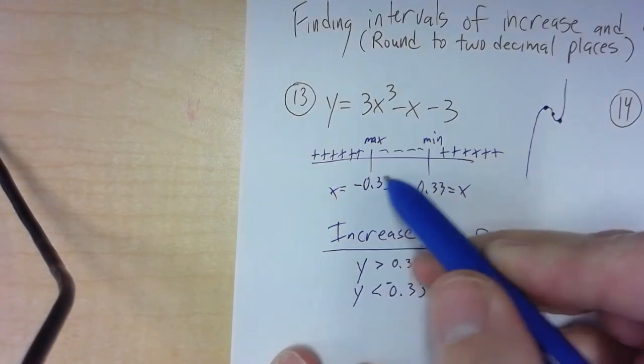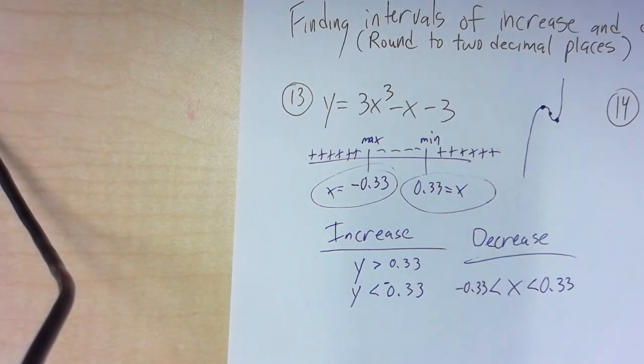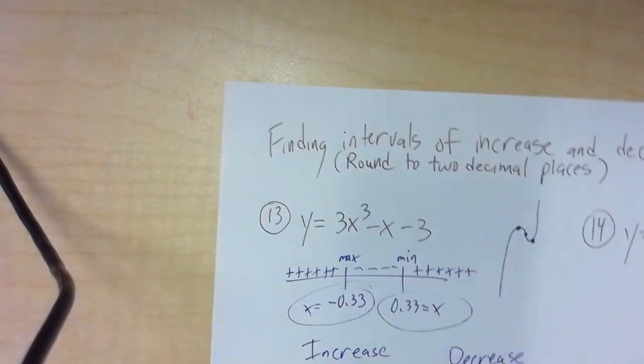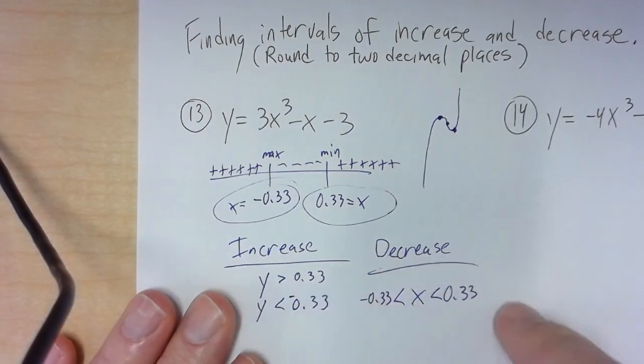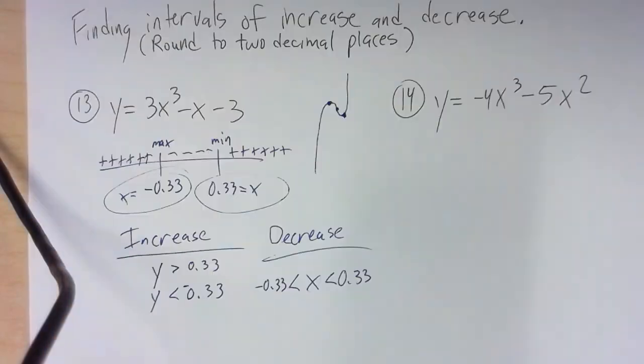And again, you're picking out the X value. You want the X value. So intervals of increase and decrease is all about stating the X values. All right, so you're going to give the rest of them a try, and that's it.